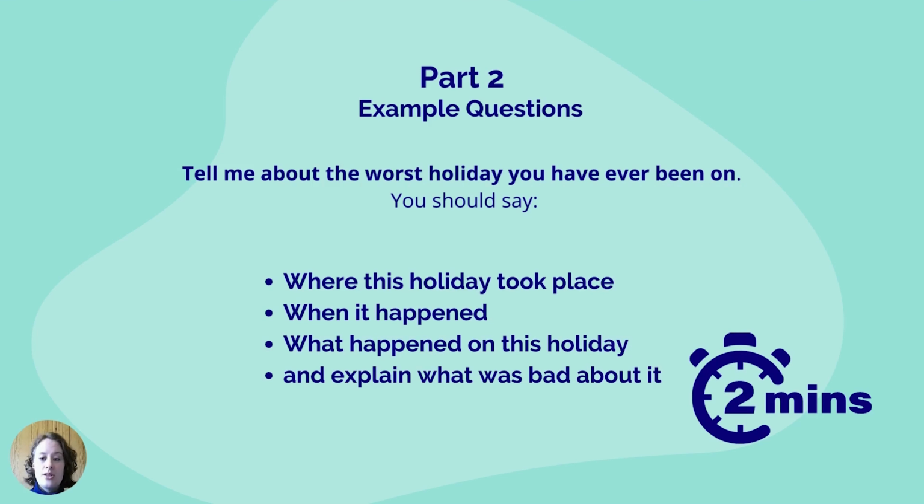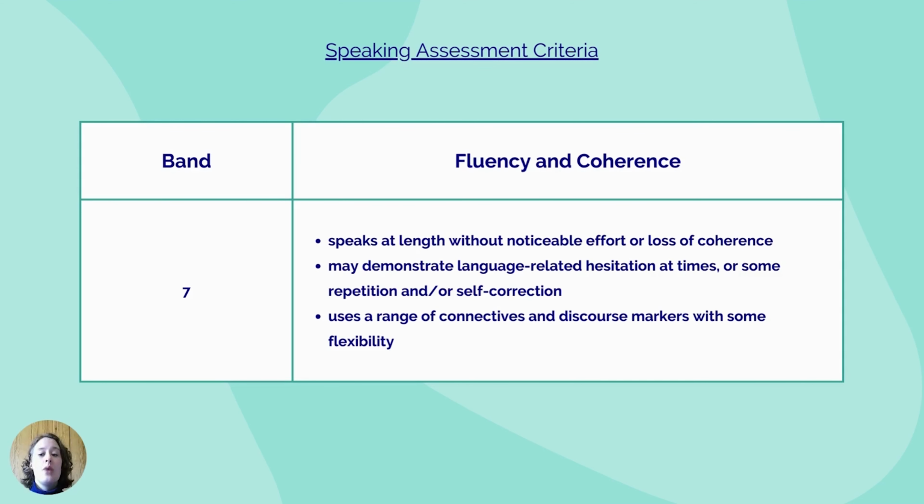Let's take another look at the question. The question was, tell me about the worst holiday you have ever been on. You should say where this holiday took place, when it happened, what happened on this holiday, and explain what was bad about it. You can pause the video here and time yourself for your preparation and your practice speaking. When you're finished, check your answers against the marking criteria and try to think about what you could improve next time.